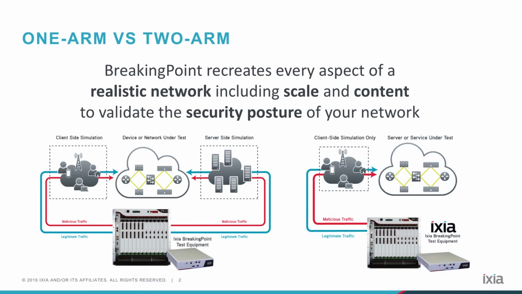BreakingPoint has the ability to emulate client and server traffic in a one-arm or a two-arm methodology to test various devices, systems, and/or services. The diagram on the left describes BreakingPoint's ability to test a device while emulating both arms of the topology, which includes clients and servers, along with a blend of malicious and legitimate traffic. The diagram on the right is the one that we'll be focusing on for the following demonstration, to emulate clients only towards a device that will be serving requests such as HTTP responses.